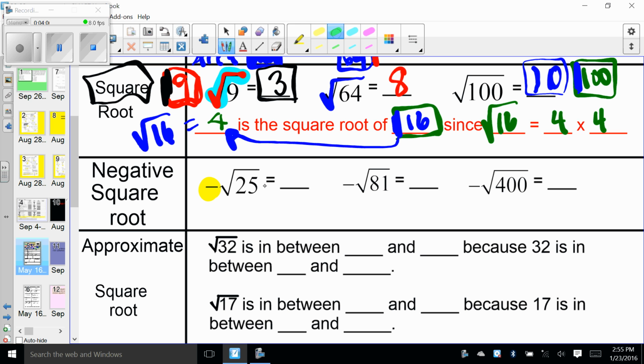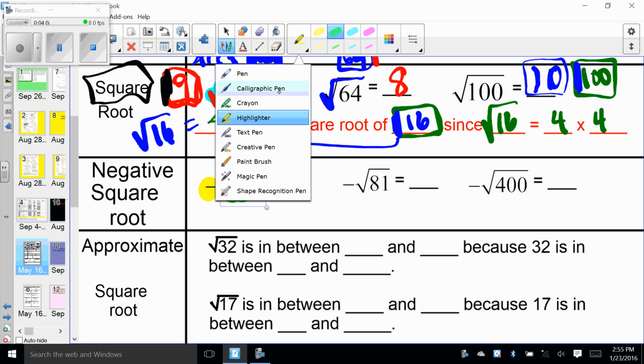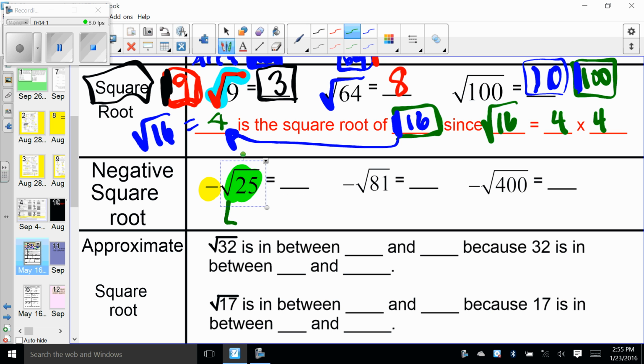Let's first do the inside. So we do the inside of the square root because the order of operations says that you have to. So we have this square. It has an area of 25. So we have a square that has an area of 25.